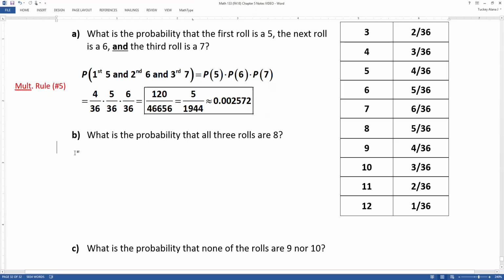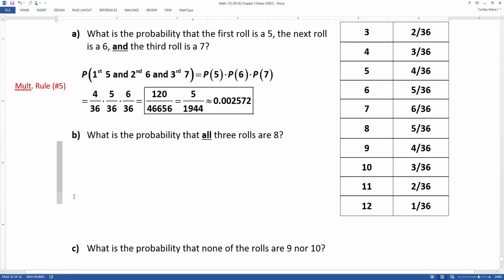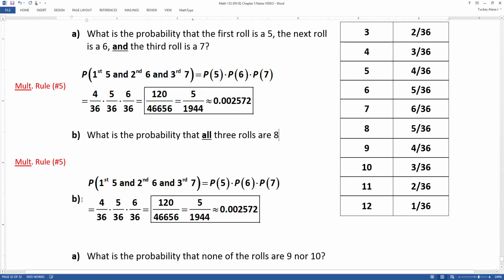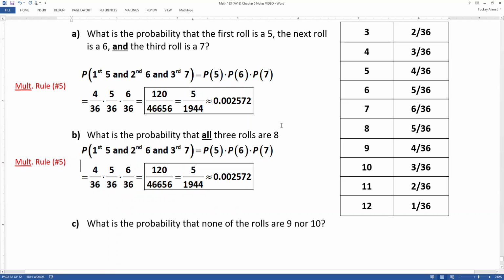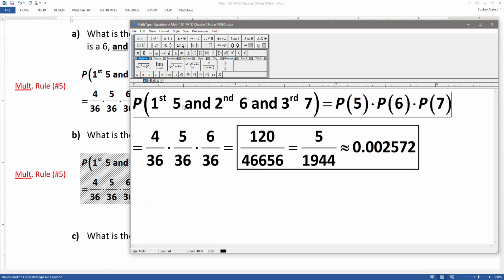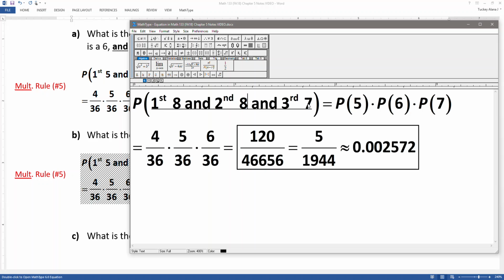Now, what's the probability that all 3 rolls are 8s? There's that word "all." That's a keeper, right? All is another hidden "and." This is actually going to be another multiplication rule problem. It's just that the multiplication is even easier than it was on the last one because everything's going to be the same. First I want an 8, then I want an 8, and then I want an 8. So I want an 8 for every single one of them. Therefore, it's going to be quite simple. That's the probability of 8 times 8 times 8, which is the probability of 8 to the third power.